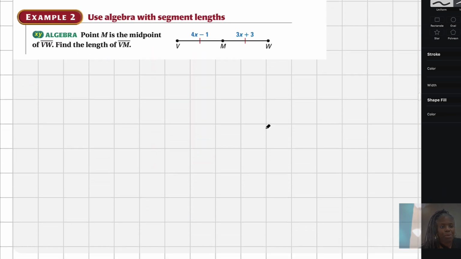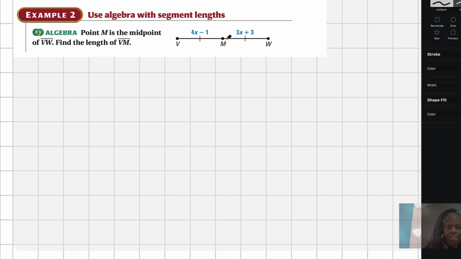Let's move on to example 2. Here in example 2, we're given that M is the midpoint of this segment VW. Find the length of VM. This seems really hard because there's no numbers given. But remember, if you can come up with an equation, if you can set two things equal to each other, oftentimes there's a lot of cool things that you can do, and we can in this case. So segment VM has to be equal to segment MW in terms of length. Since that's the case, that means that 4x minus 1 has to equal 3x plus 3.